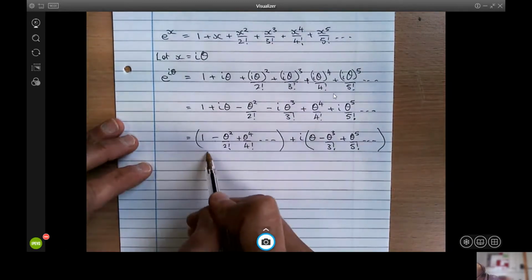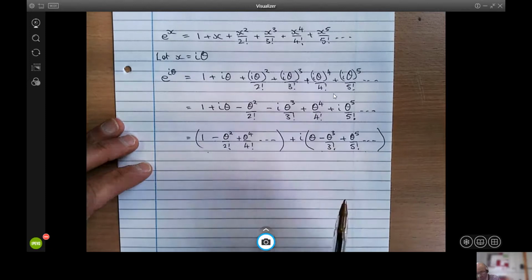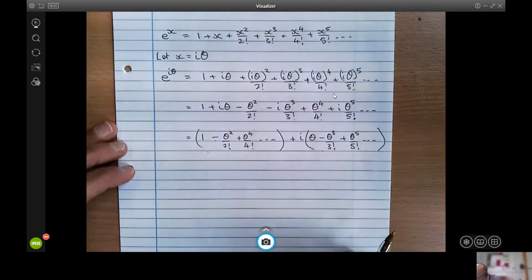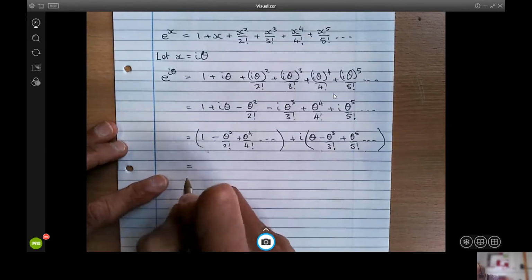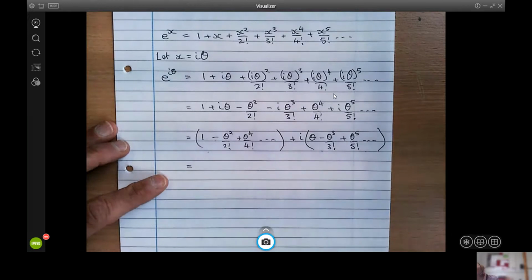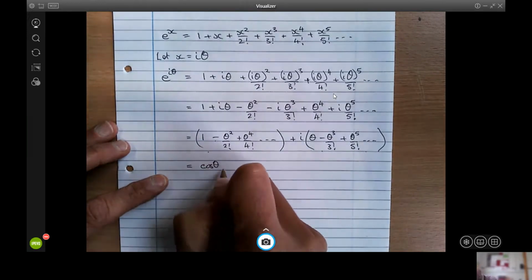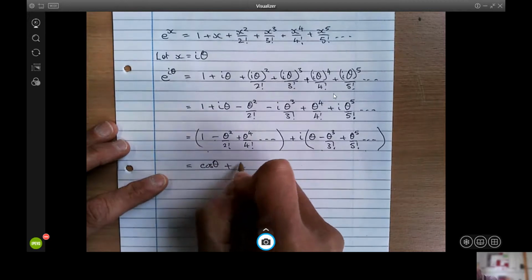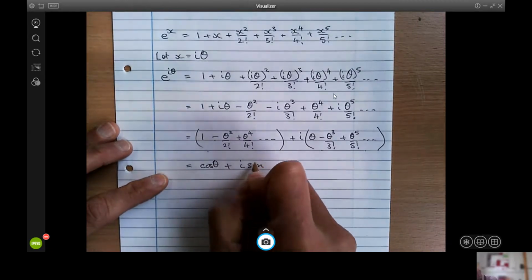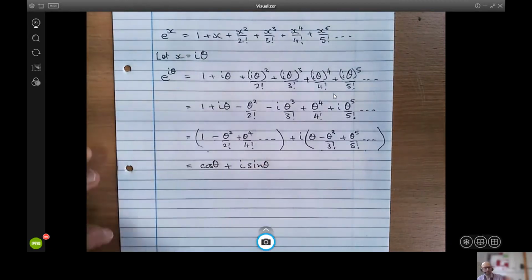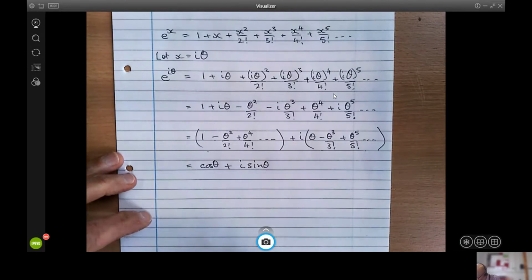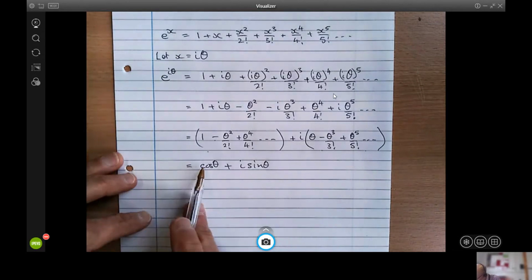And these are the two series that I drew your attention to in the formula book. So this is now cos theta plus i sine theta. And if you want to check that, go back and have another look at page 18 of the formula book. So this was e to the i theta.